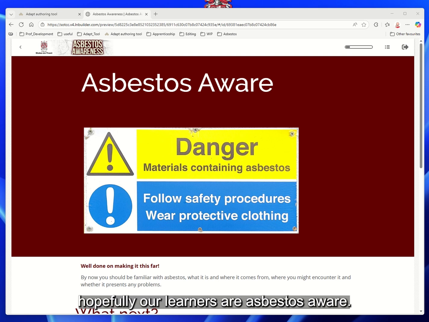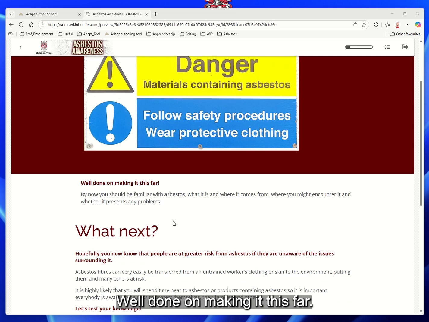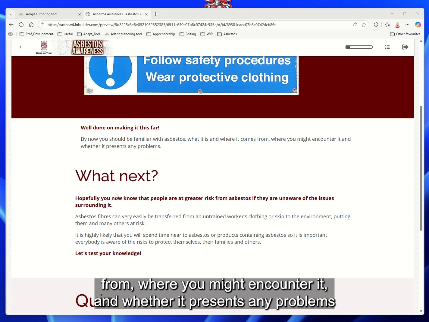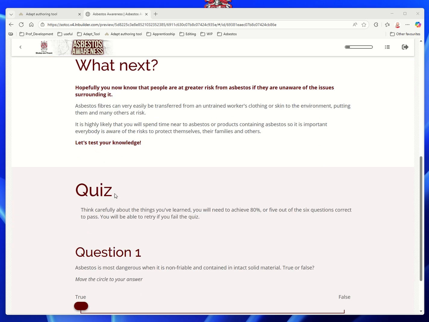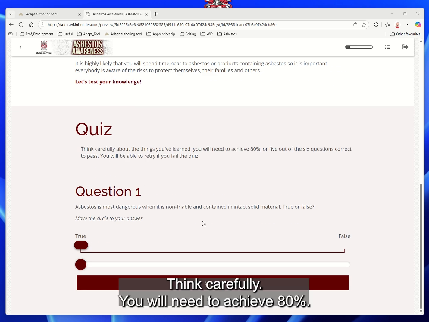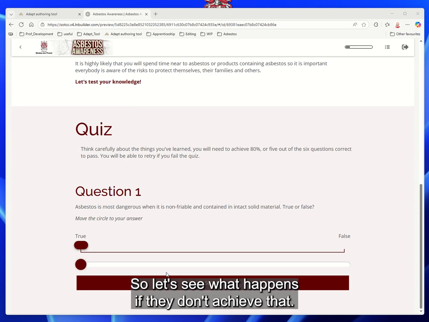And by now, hopefully, our learners are asbestos aware. Well done on making it this far. By now you should be familiar with asbestos, what it is, where it comes from, where you might encounter it, and whether it presents any problems. So we're talking to them about the quiz. Think carefully, you will need to achieve 80%.